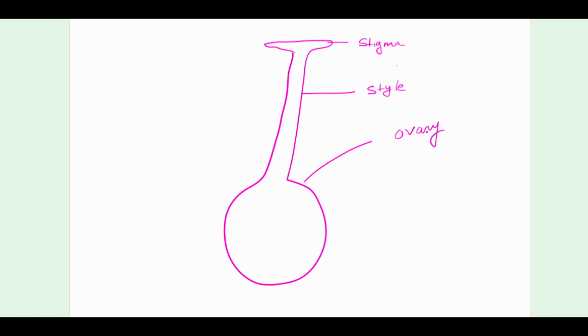As you are drawing simultaneously, you have to label them also. This structure is called as stigma. This pipe is called as style. This structure is called as ovary. As I already told you, inside the ovary we have another structure which is termed as ovule. So you have to draw the ovule carefully and try to cover the whole space of the ovary so that the diagram will be more clear to you.